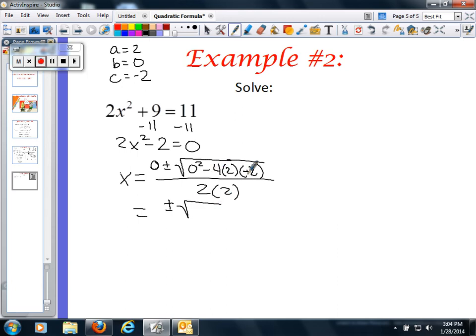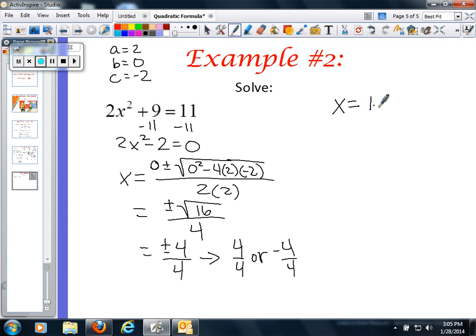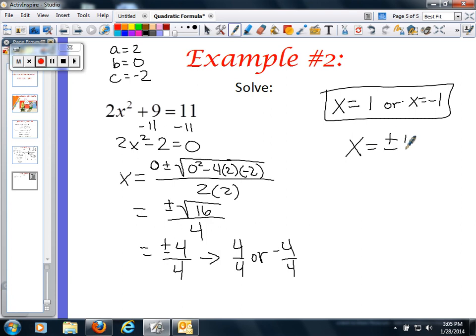This is plus or minus the square root. Negative 4 times negative 2 is positive 8, times 2 is going to be 16, over 4. The square root of 16 is plus or minus 4 over 4, which means this can turn into 4 over 4 or negative 4 over 4, which means then my answer is going to be x equals 1 or x equals negative 1. You could also write this as x equals plus or minus 1. Either way would be acceptable. Okay?